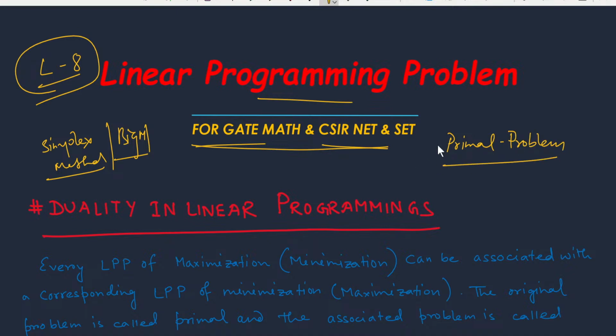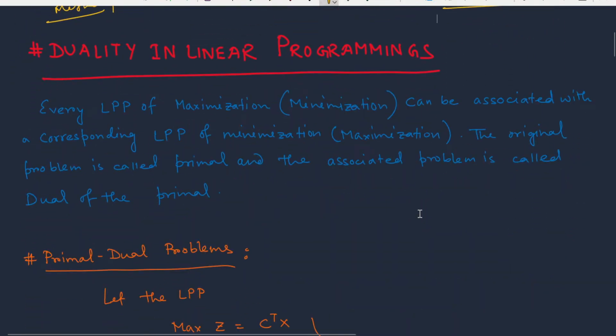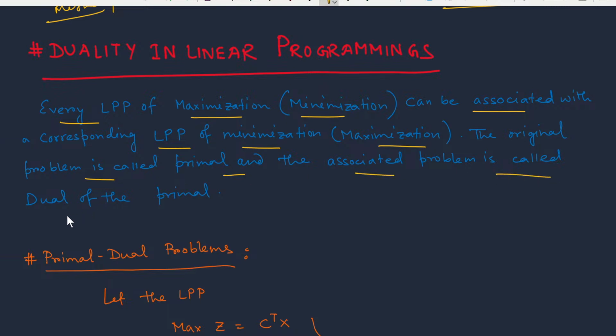In this case the term dual comes in, related to the primal. So what is the dual program, the dual LPP? Every LPP, suppose this is a maximization problem, can have a minimization problem associated with it, and vice versa. Then the original problem is called the primal and the associated problem is called the dual of the primal.